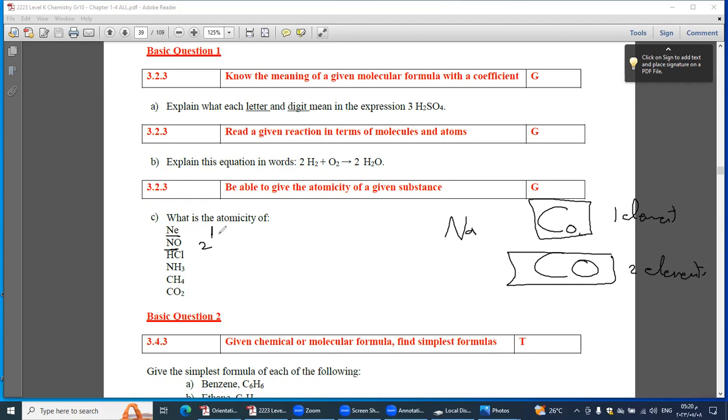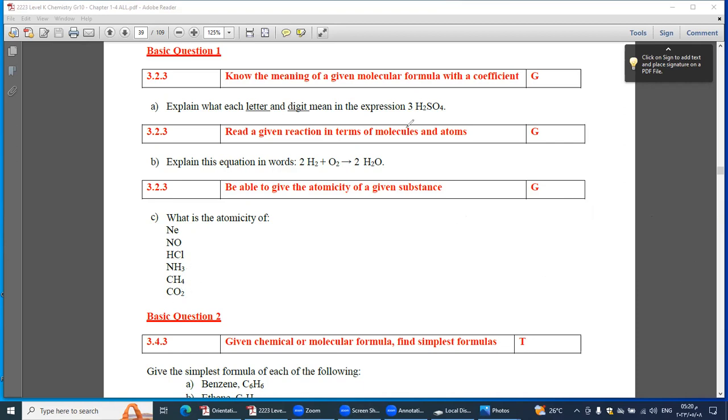So neon is 1. NO2, HCl, write in the chat. How many atoms? Okay, you are right, 2. NH3. Okay, 4, you are right. CH4. 5. CO2. 3. Excellent.